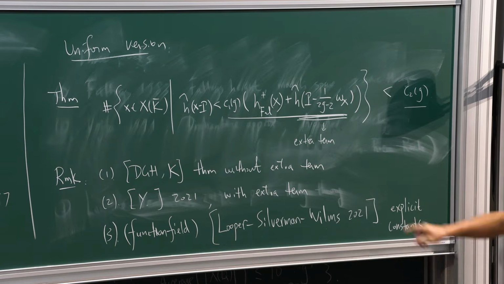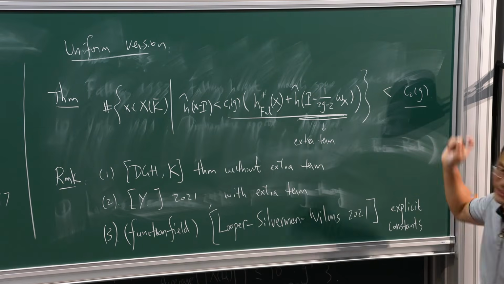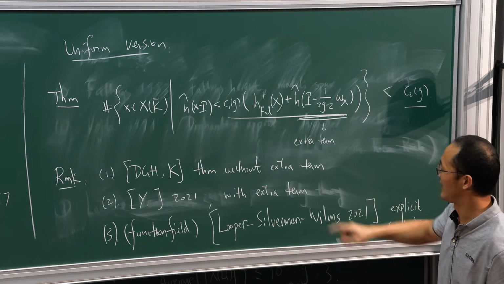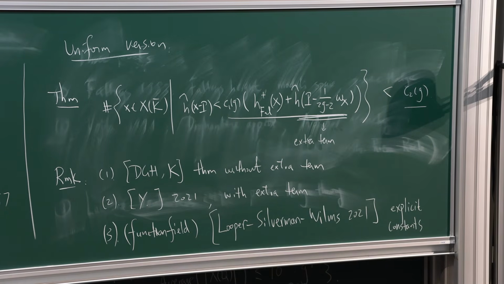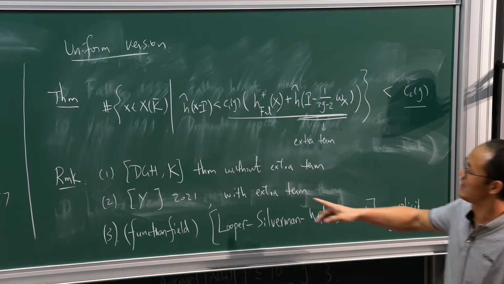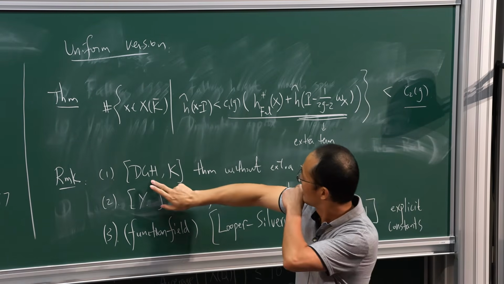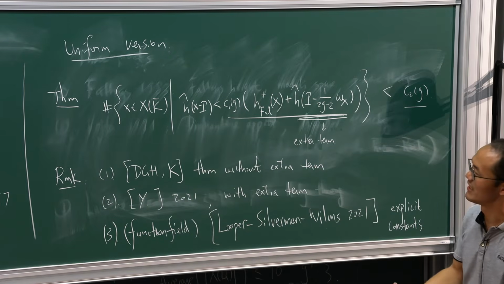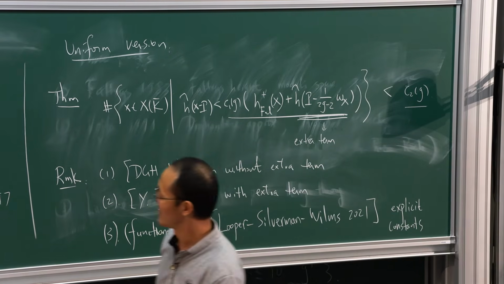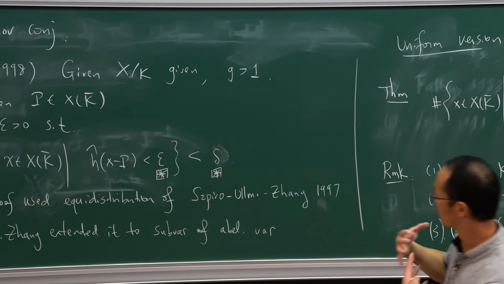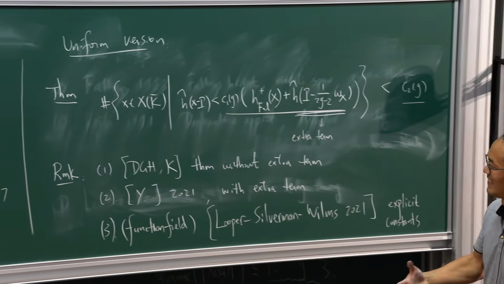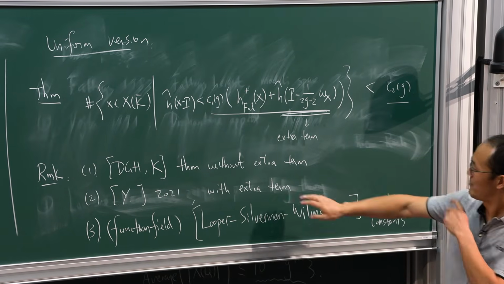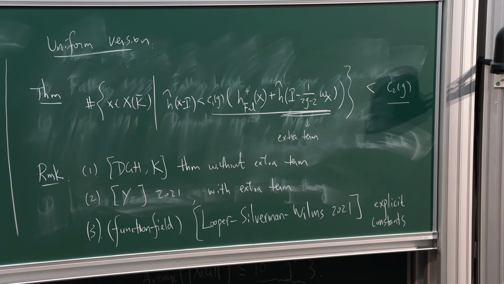So, and the explicit C1, C2. But over function fields, these two, we don't get explicit constants. So this DGHK proof, DH proved a slightly weaker version of that one, and Kühne used the equidistribution, a generalization of this SUZ equidistribution to quasi-projective varieties, and that argument is sort of non-effective, and my proof is sort of effective.